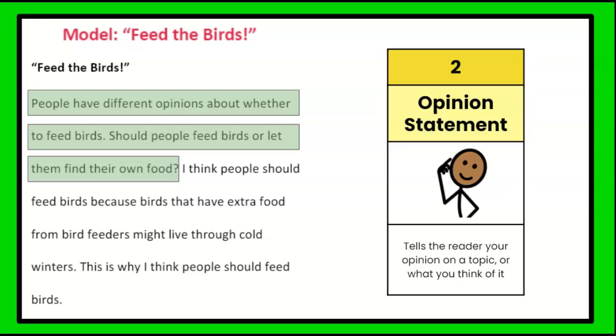Opinion statement. Our opinion statement tells the reader your opinion on a topic, or what you think. So the next sentence says, I think people should feed birds. It's telling me what they think. I think. So that is the opinion statement. On your paper, I want you to color the opinion statement yellow, just like mine.